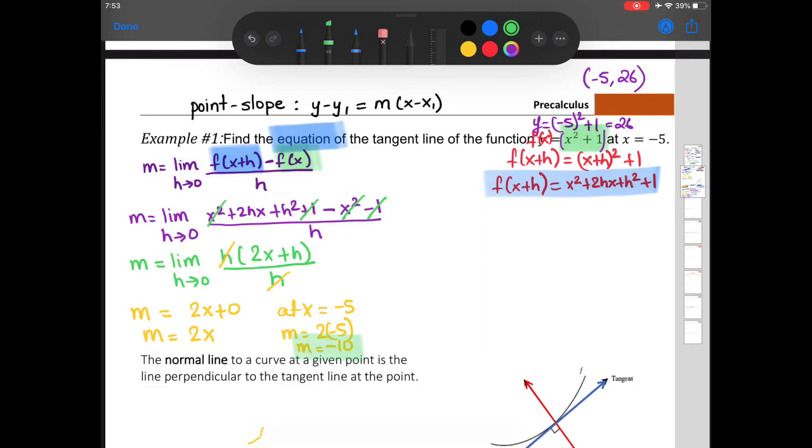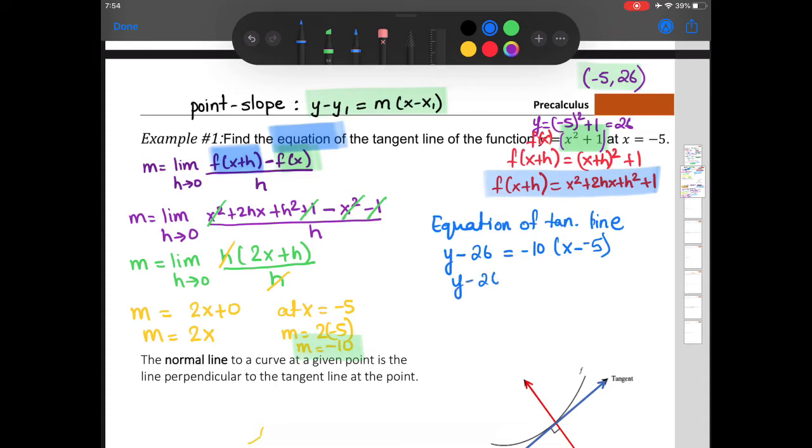So all I need to do is use my slope and my point in this equation, and I'm good to go. So let's write this down. Let's label it also. So this is the equation of my line tangent to this curve. So it's going to be y minus y1, which was 26, equals m, which is -10, times x minus x1, which is -5, right? You can leave it in this form.